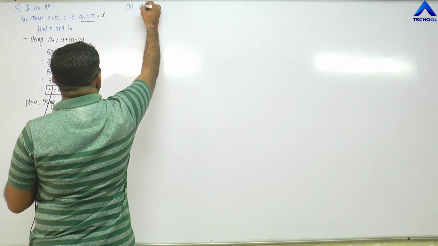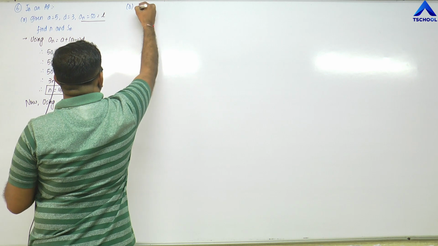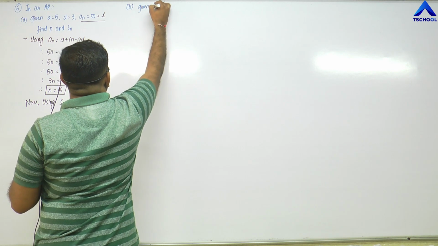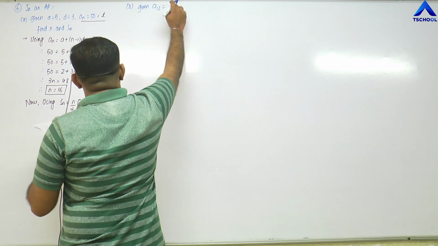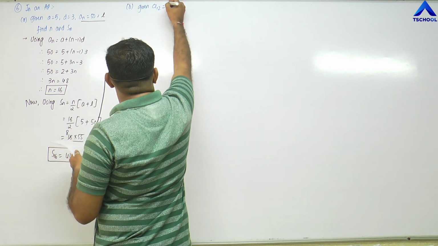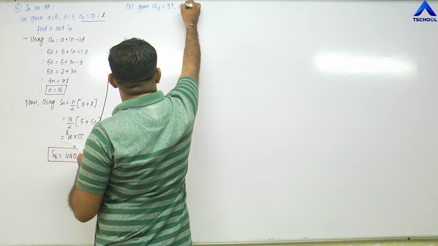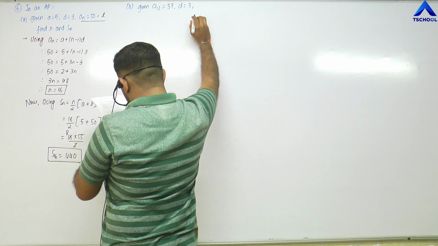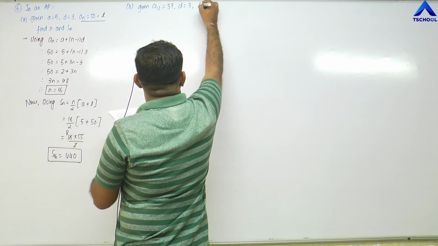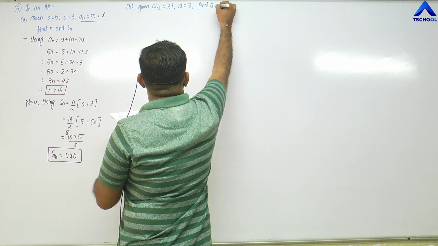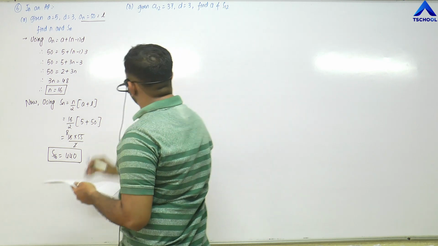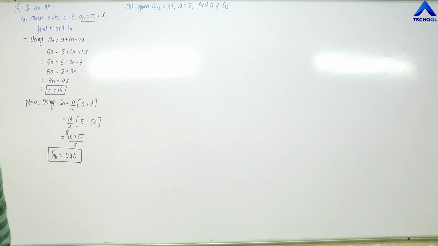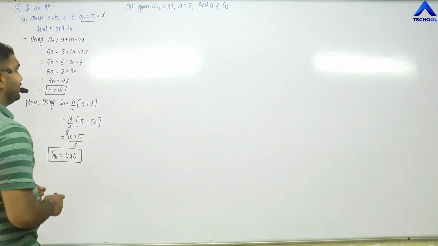A12 is given, A12 is equal to 37, D is equal to 3. Find A and S12. See friends, what we are given here is A12 and D. We need to find out the value of A and also S12.